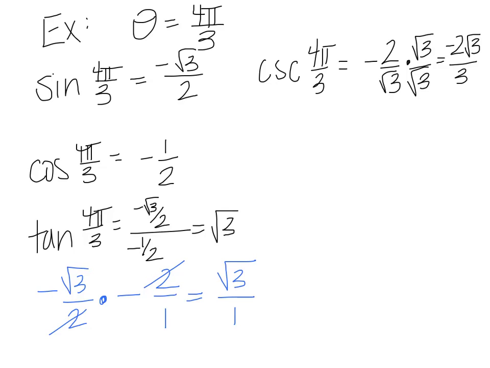Which trig function is tied to cosine? Secant. So the secant of 4 pi over 3 is 1 over x, which is just the reciprocal of my cosine. So if my cosine is negative 1 over 2, what's my secant? Negative 2 over 1, which is just what? Negative 2.